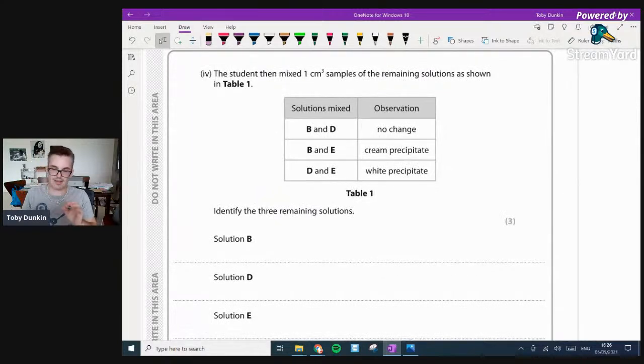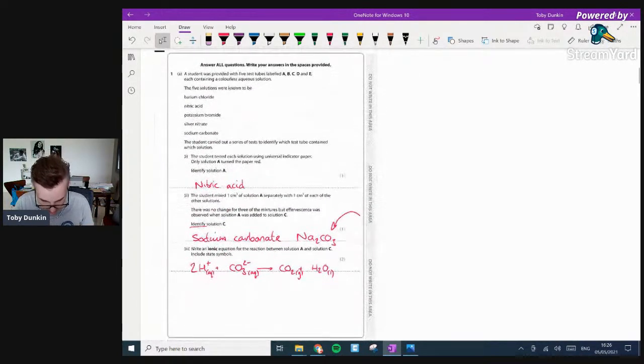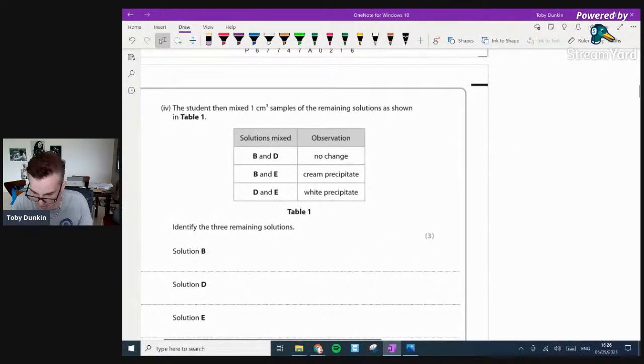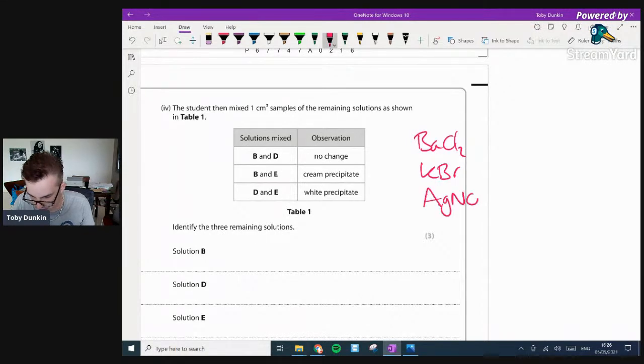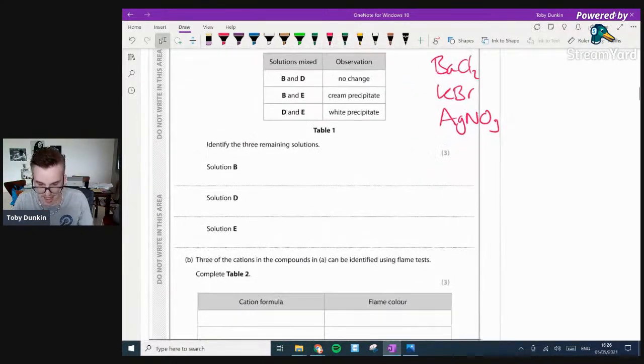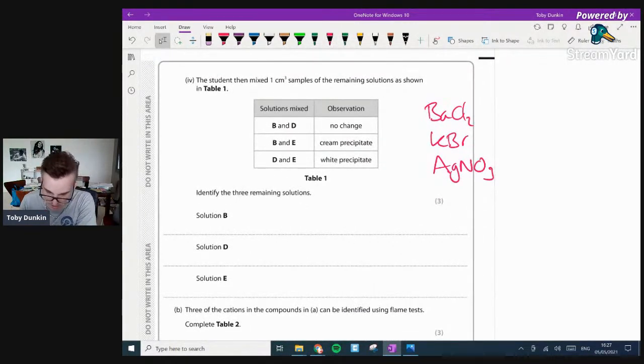Next. A student then mixes 1 cm³ samples of the remaining solutions. So our remaining solutions are barium chloride, potassium bromide, and silver nitrate. So those are our 3. Let's just check that they're... Yep, that's correct. Okay, so it kind of makes sense now because what you notice is you've got the cream and white precipitate on this one, and the only similarity is E. What that means is A must be the silver nitrate.